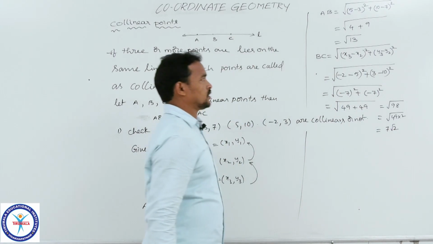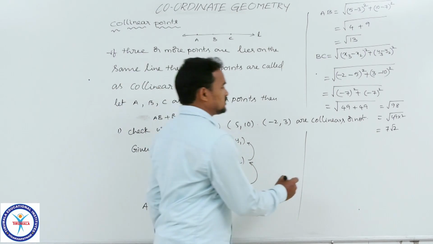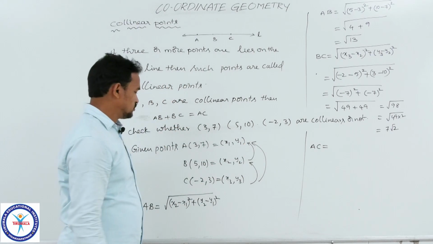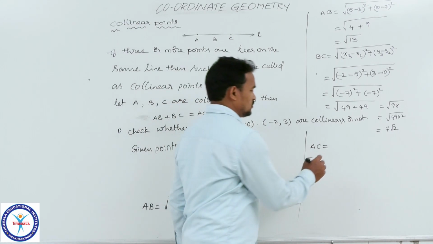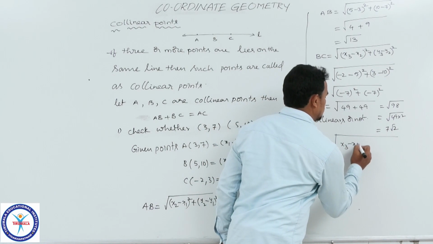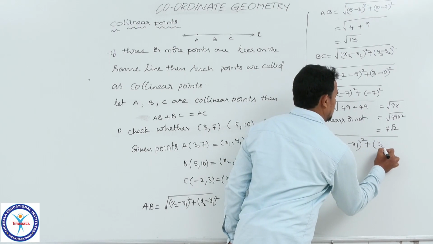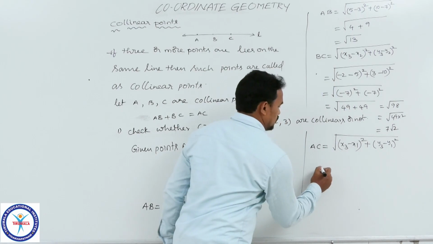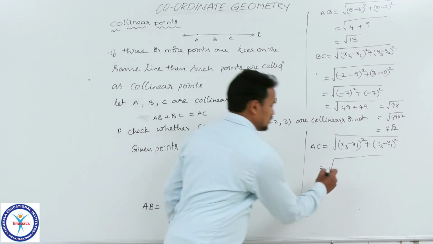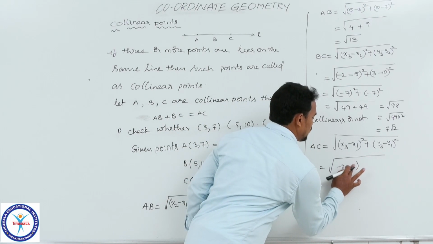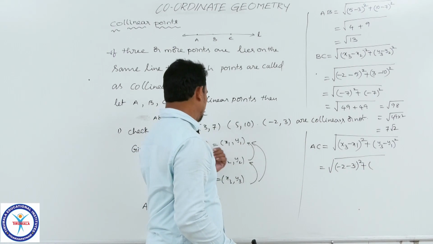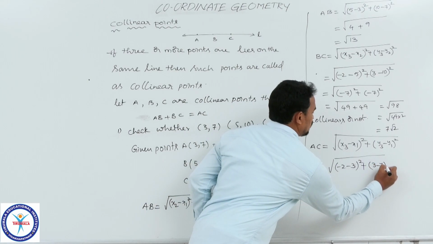Here the BC value is 7 root 2. How to find out AC? From C to A or A to C, no problem. AC is nothing but root over (x3 minus x1) whole square plus (y3 minus y1) whole square. Here x3 value is minus 2, x1 value is 3, so minus 2 minus 3 whole square, plus y3 means 3, y1 means 7, 3 minus 7 whole square.